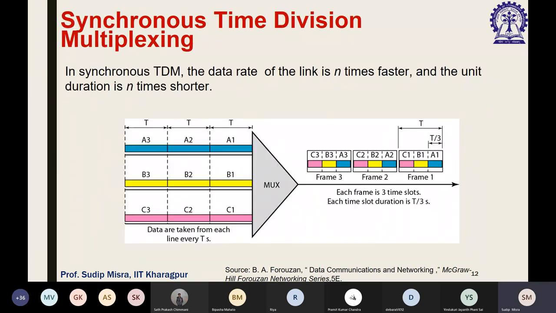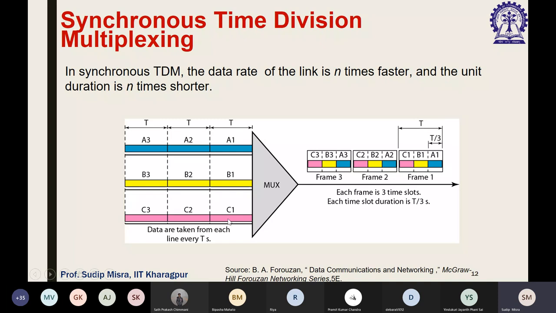Now this time division multiplexing is conceptually all very good, as I said. How can you execute it? One way of executing time division multiplexing is through the technique called synchronous TDM, synchronous time division multiplexing. In synchronous time division multiplexing, let us say there are different time slots, right? This is station 1, this is station 2, this is station 3, which is utilizing 3 links: link A, link B, link C, let us say, right?